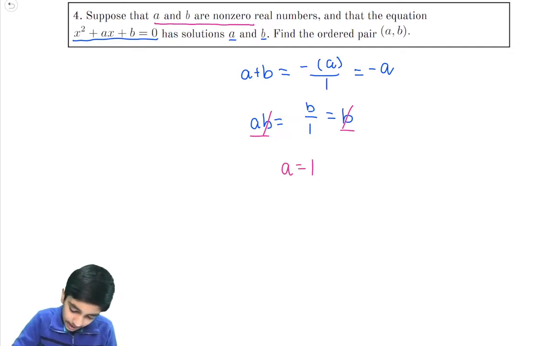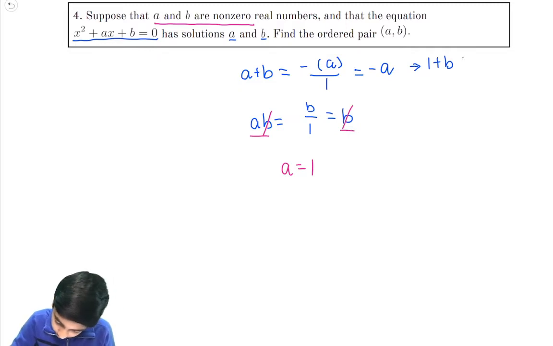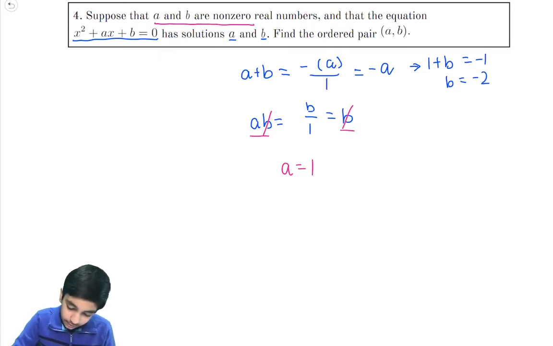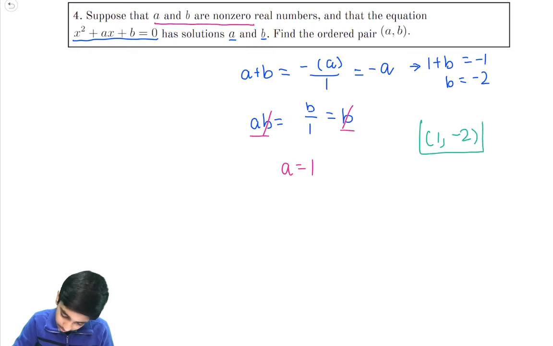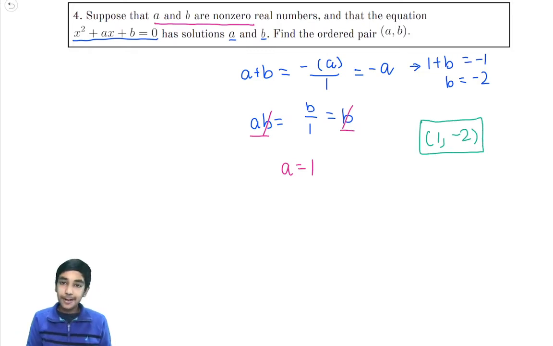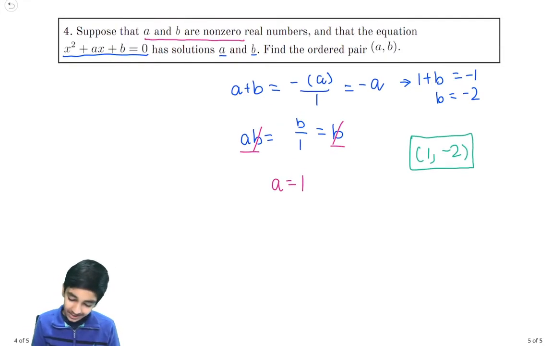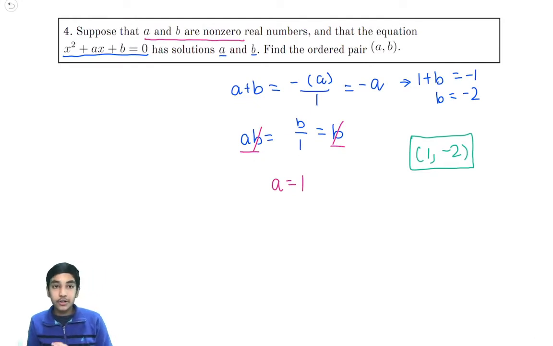And then we can substitute it back into our first equation to get 1 plus b equal to negative 1, meaning b is negative 1 minus 1, or negative 2. So the ordered pair is a equal to 1 and b equal to negative 2, and that's the answer. We're done with yet another problem, and this is another problem that we essentially converted into an easy problem using Vieta's.